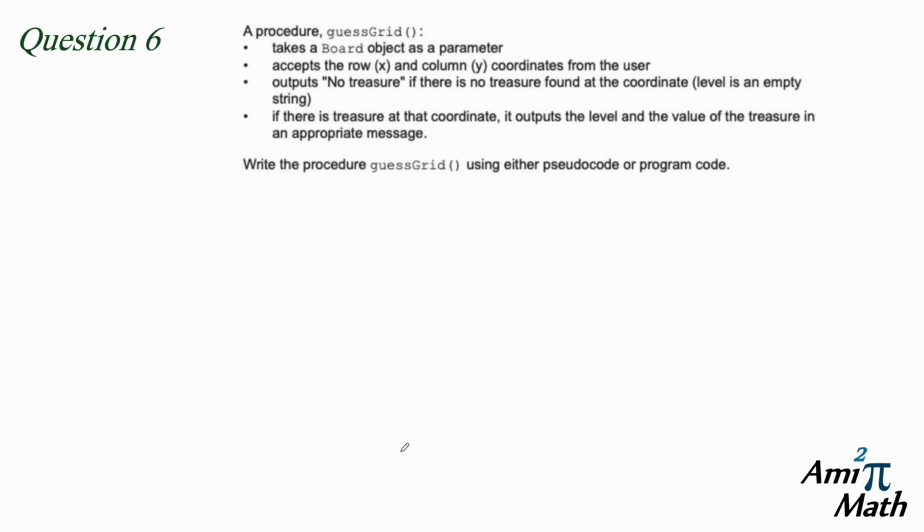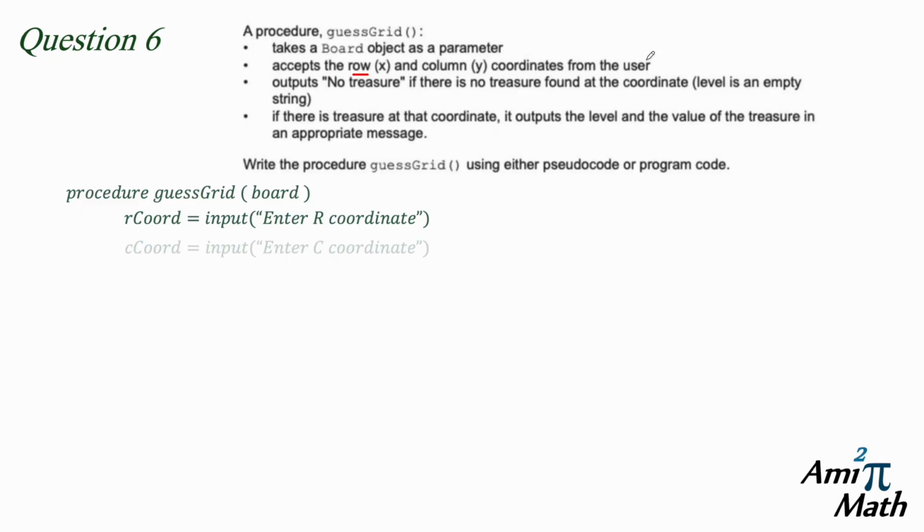Okay, so we're going to start with procedure guess grid, and then board as your parameter. So you're going to do R coord, this is your row coordinate, and then you're going to put input, enter R coordinate. So it takes those coordinates from the user. You're going to do the same with the column, which is C coord, input, enter C coordinate. So these are our variables for our coordinates, and then you're going to do treasure item equals board.get grid item R coord C coord. So this is basically going to get the coordinates.